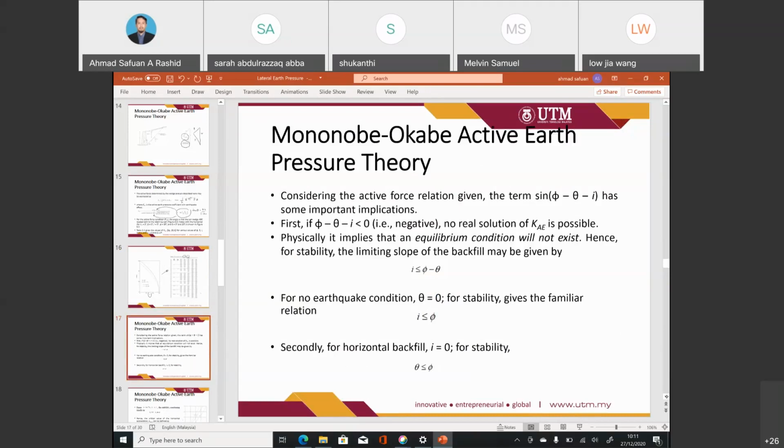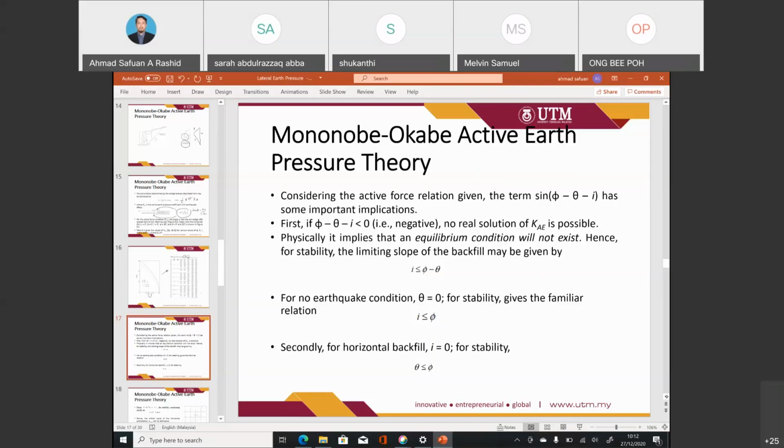Considering the active force relation given, the term sine of phi minus theta minus i has some important implications. If the value is negative, no real solution of KAE is possible. It means that if theta is greater than phi, there is no real solution of KAE. Physically, it implies that an equilibrium condition will not exist. Hence, for stability, we need to understand how to limit the slope of the backfill.